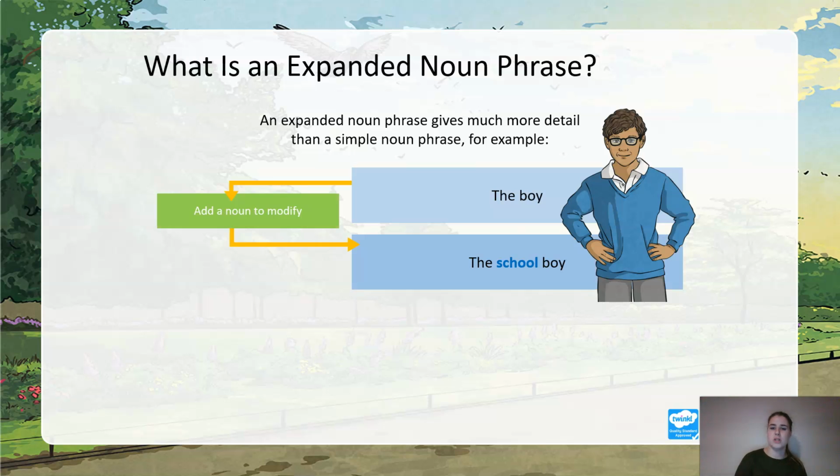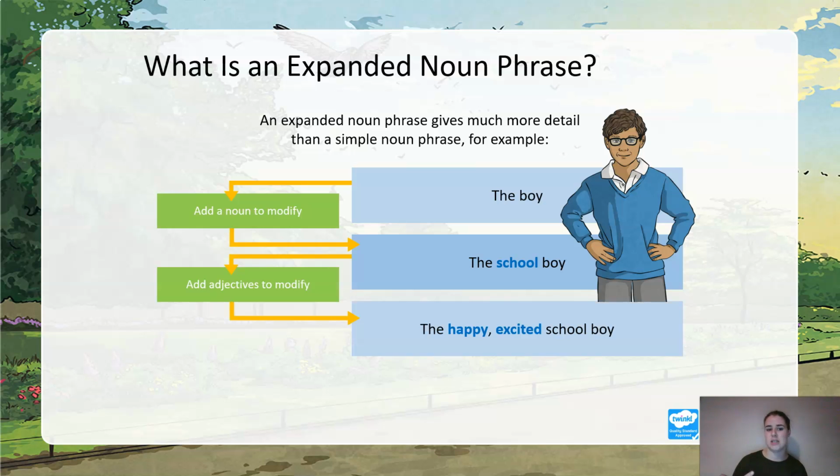So what we're going to do is modify. We're going to add a noun to modify it. So we've got the boy, and now we're going to expand on this. So he's now the schoolboy. But that's still boring, okay? So I'm going to expand on this with an adjective. So the happy, excited schoolboy.